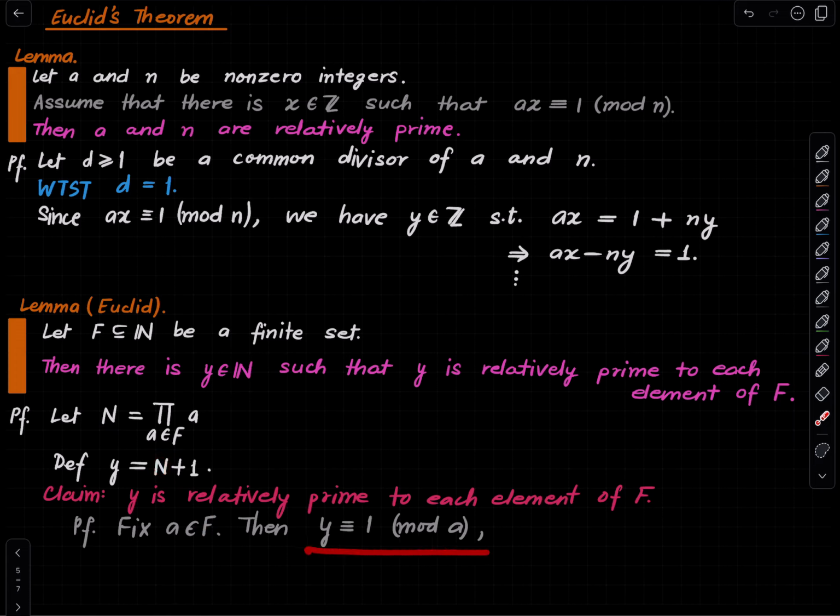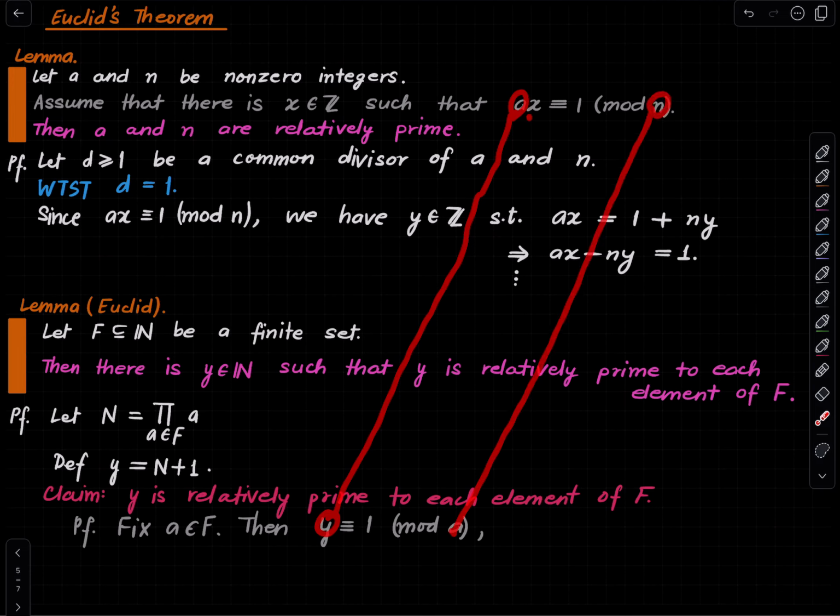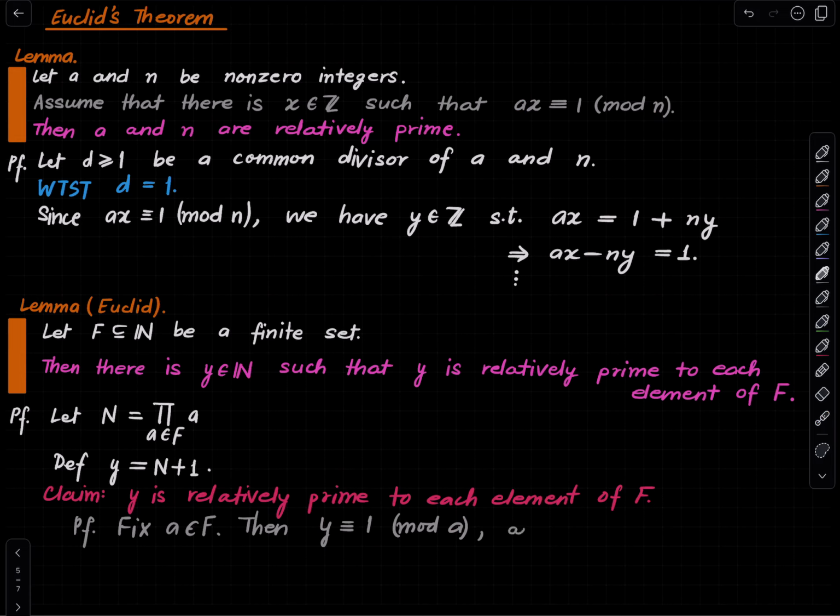So this happens. And now if we use the previous lemma with y playing the role of a and x being equal to 1 and n playing the role of a, it's kind of perverse notationally. But I'm sure you follow that this implies that GCD of a and y is 1.